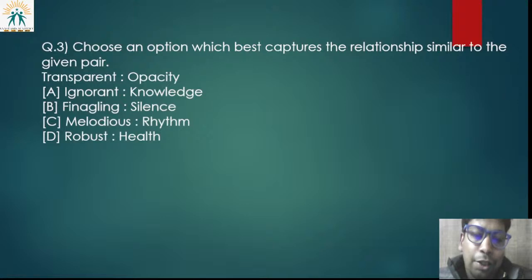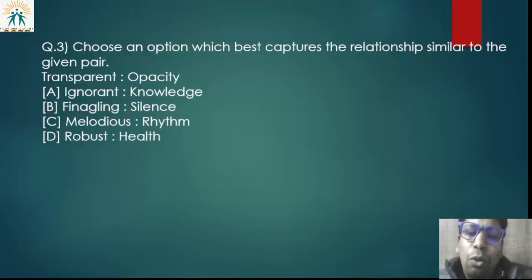Ignorant to knowledge. Simple. Don't go for finagling. By the way, finagling means deceitful acquisition of material. So if you are using some devious means to acquire wealth, that would be finagling, and it has nothing to do with silence. But you didn't need to know that, because once you know that transparent is opposite to opacity, you know that ignorance is opposite to knowledge.